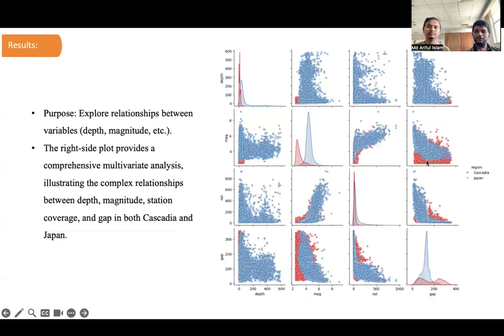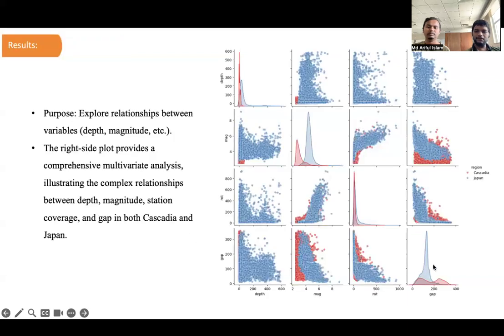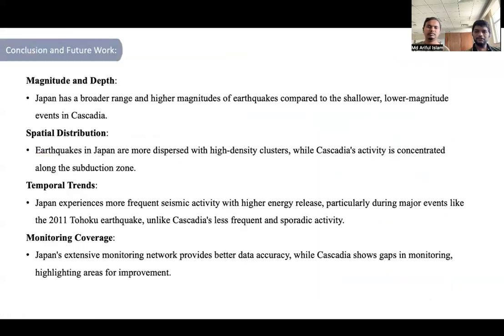And in the pair plot, we establish the relationship between the magnitude, the depth, the number of stations, and the gap between two stations, and we can see that Japan has more stations, and there is more data in the Japan area, so we can establish a relationship between them.